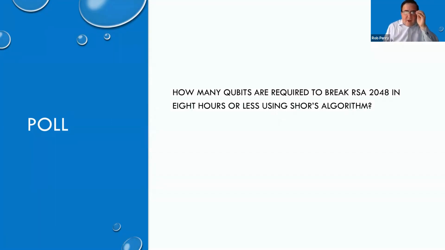So how many qubits are required to break the RSA 2048 encryption algorithm in 8 hours or less using Shor's algorithm? Here are some options: 256, 1,024, 512,000, 1 million, 20 million. How many of these qubits do you think we need to get to? Keeping in mind that right now we're playing with quantum computers, that cloud-based quantum computer that IBM has built has in the low 60s number of qubits. I'll leave the poll open for a couple more seconds.